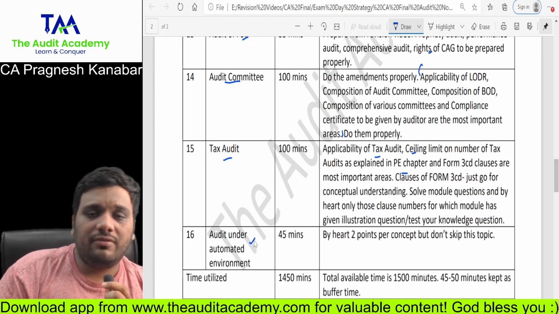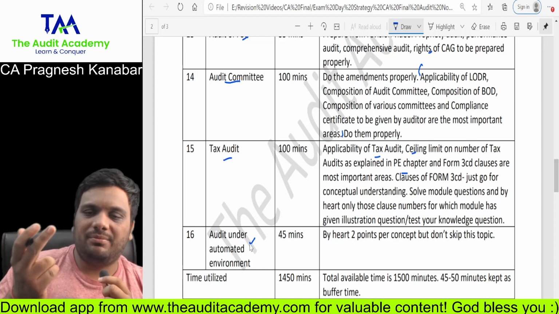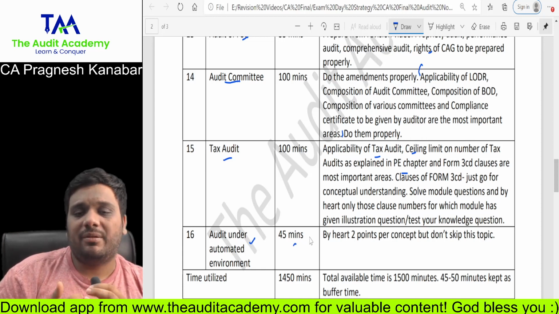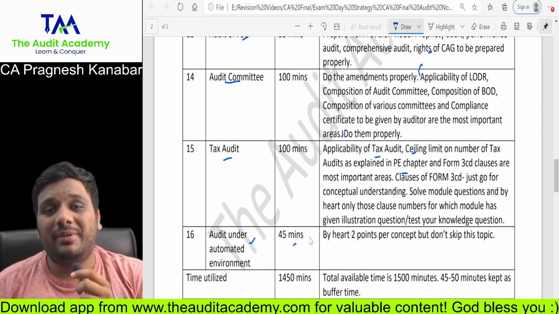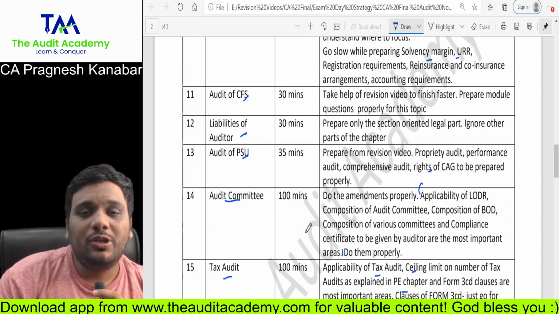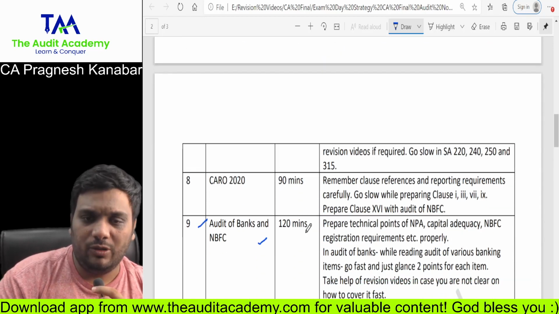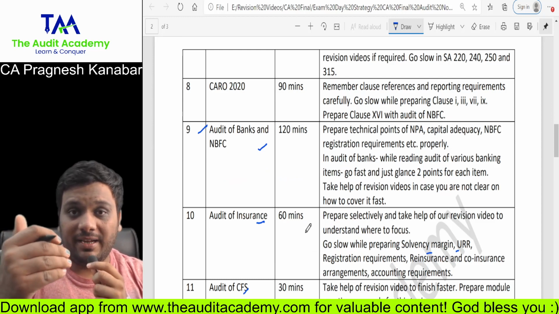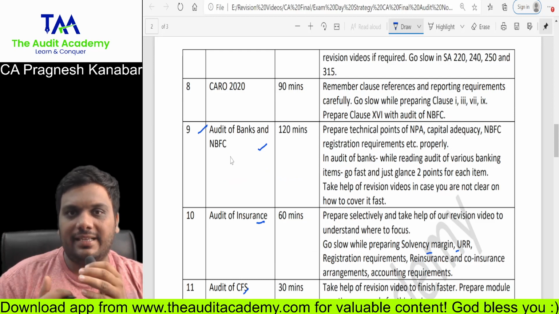Then audit under automated environment, it is a theory topic. For each topic, at least remember 2 points. It takes around 40-45 minutes. I've kept it as the last topic, because anyway you don't remember it for too long. As things have become more technical, I have taken them closer to your exam preparation time.